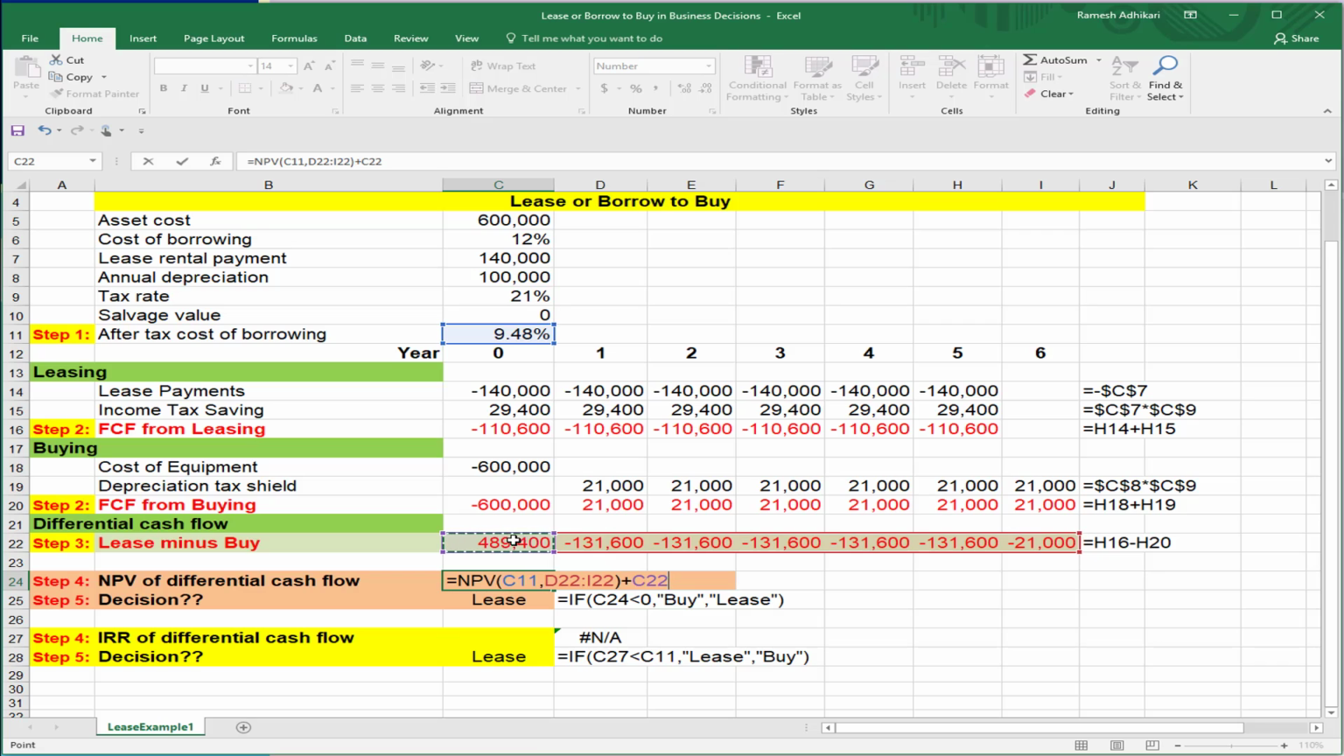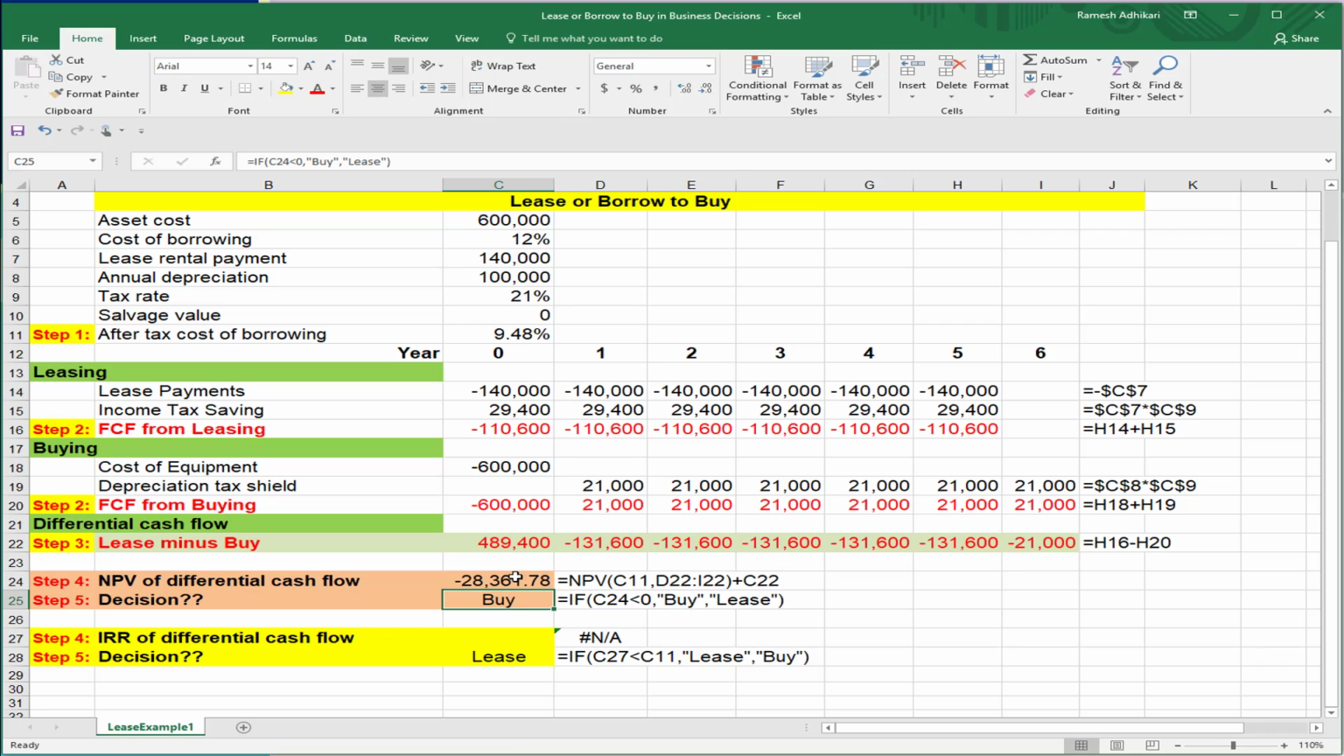So you have to do the future incremental cash flow plus the current cash flow. Why do we not include current cash flow in Excel's NPV? Because the way Excel computes NPV is it always discounts, and this year's cash flow does not need discounting, so we add it at the end. So that gives us the NPV of differential cash flow, right? And how do you make the decision whether to buy or lease in this case? If NPV is negative, then you buy it. If it is positive, you lease it. That's how you make a decision using NPV.